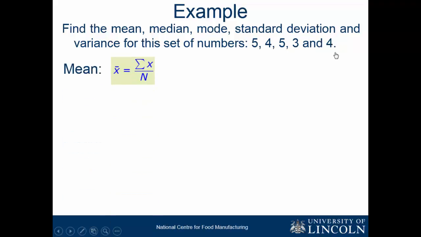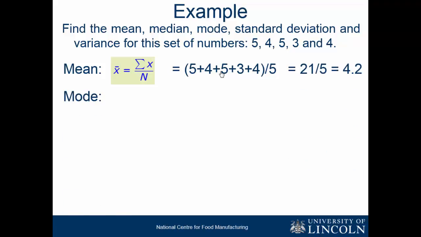To find the mean, we just sum them together and then divide by the number of items. The number of items here is 1, 2, 3, 4, 5. So n is 5, and when we sum them together and divide, we have our mean to be 4.2.